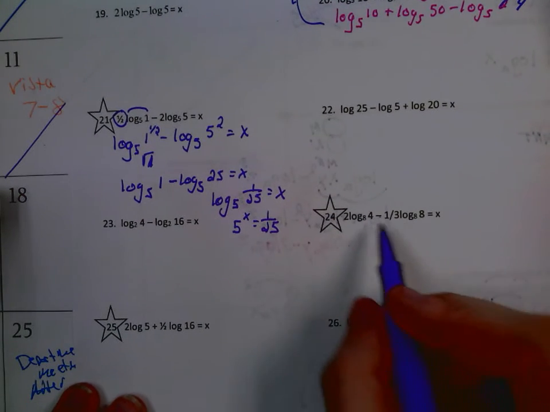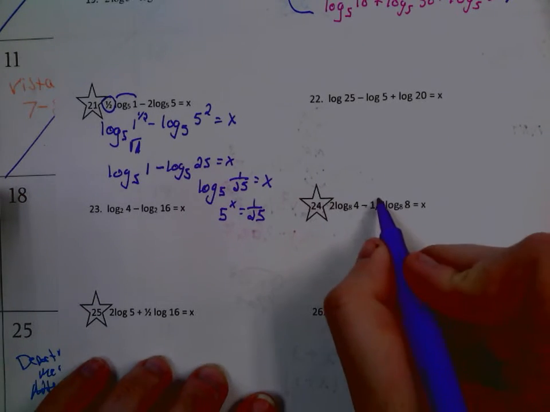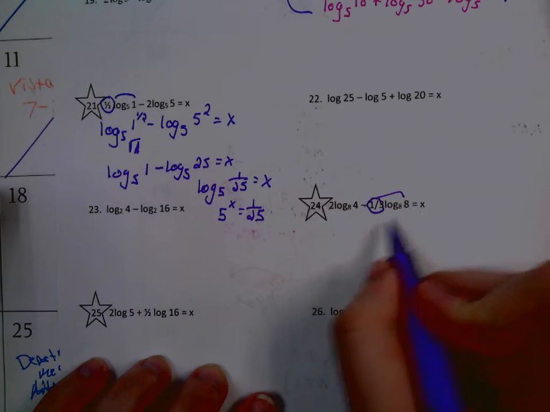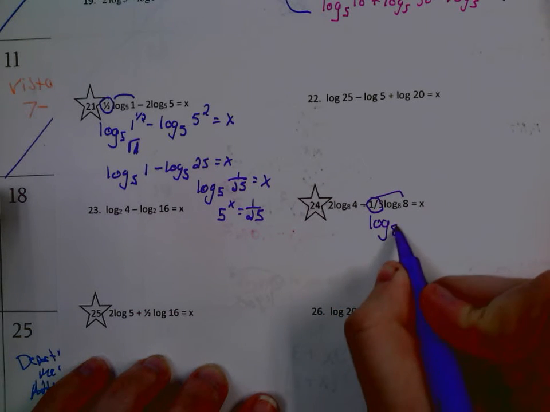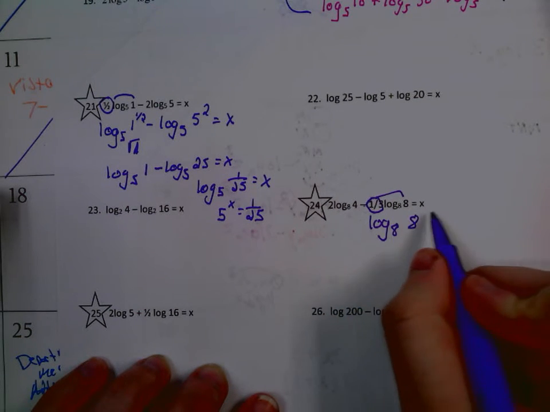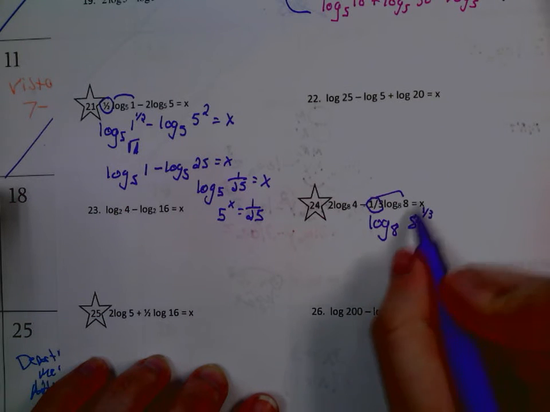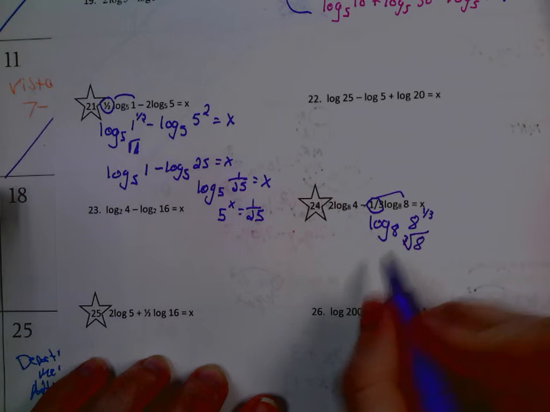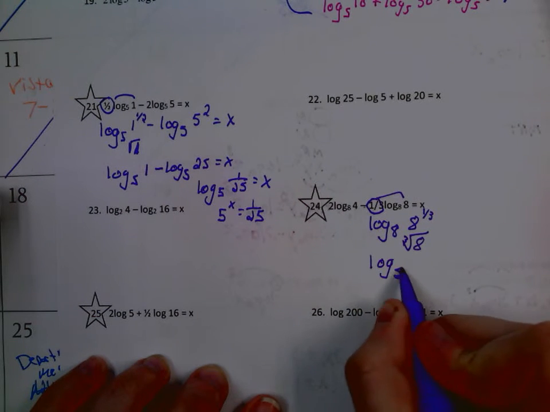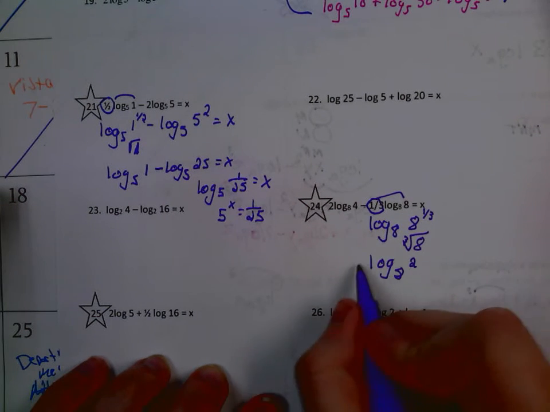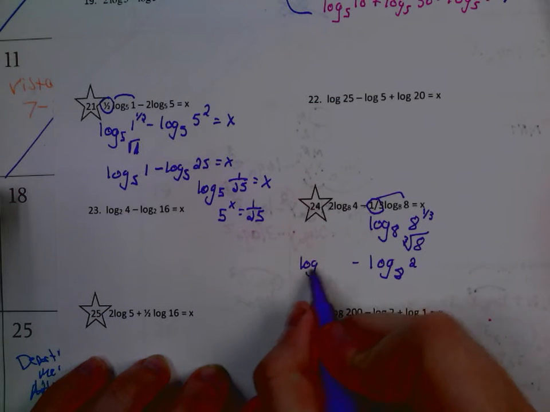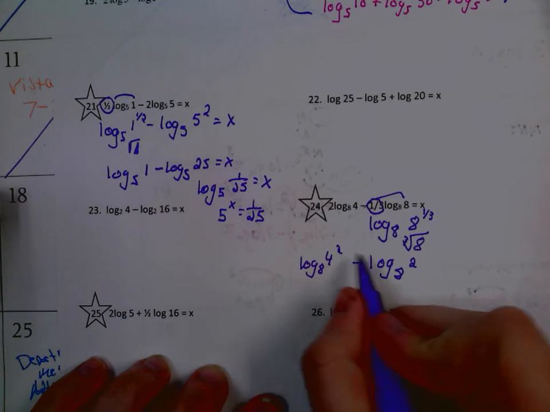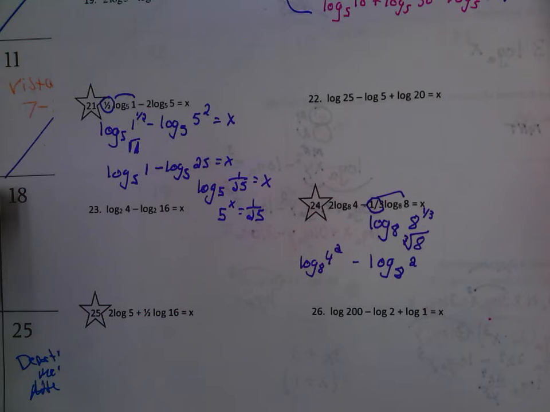For one like number 24, when you move that fraction up to the exponents, you're going to get log base 8 of 8 to the 1/3. But remember, when it's to the 1/3, that's actually the cube root of 8, which tells me I have log base 8 of 2. And then up front here, you'll have log base 8 of 4 squared. Again, take it from there.